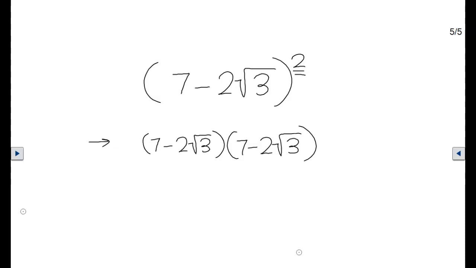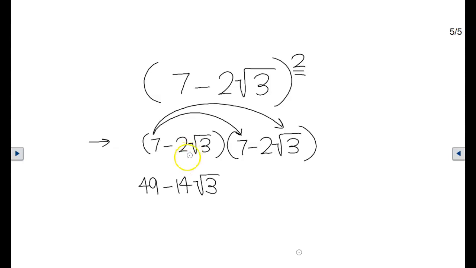So now let's multiply. So we'll start with the 7 and distribute. 7 times 7 is 49. Then we're going to do 7 times negative 2 square roots of 3. Outside times outside would be a negative 14. Inside times inside is 3. So negative 14 square roots of 3.